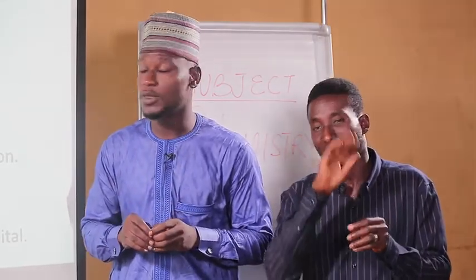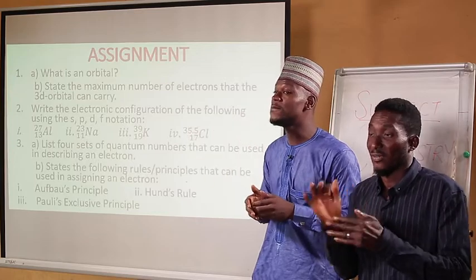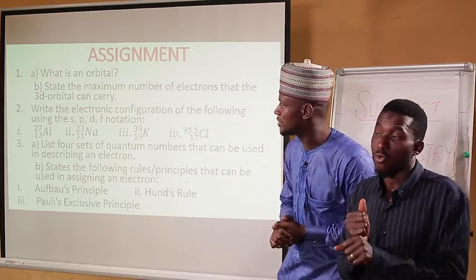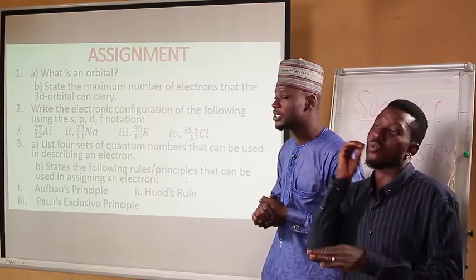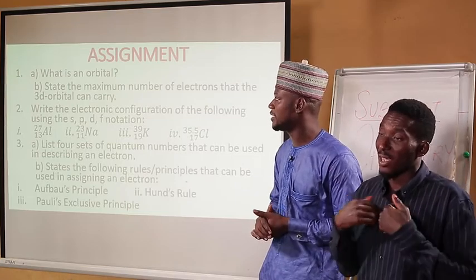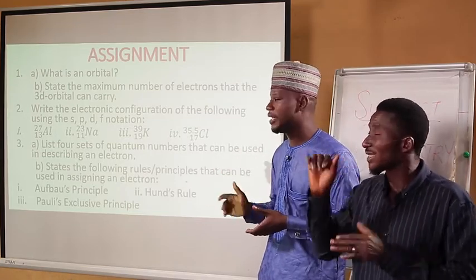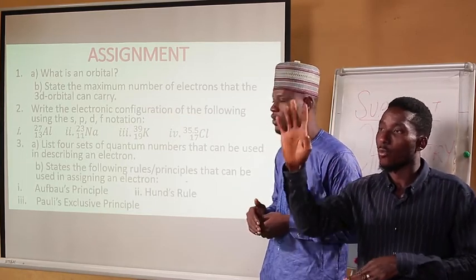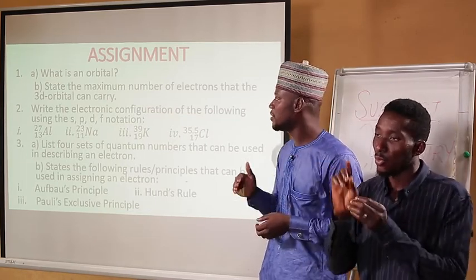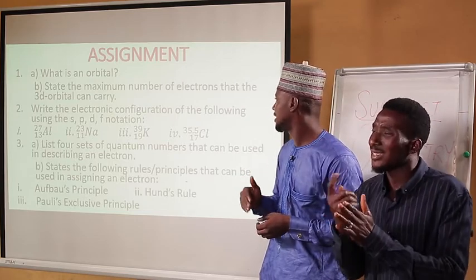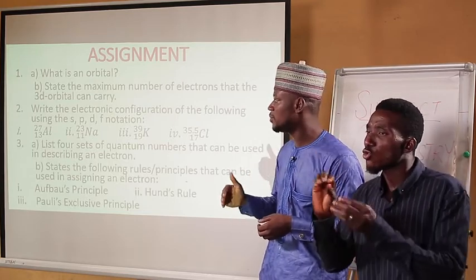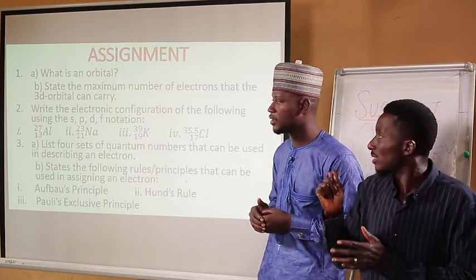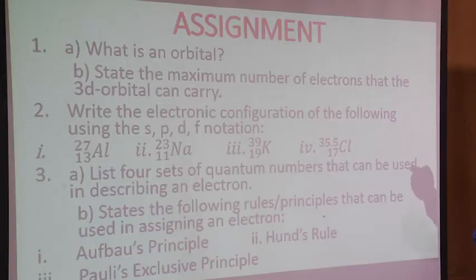Having said that, I will give you an assignment to see if the learning has taken place. In the assignment, we have question 1. Question 1a, what is an orbital? Question 1b, state the maximum number of electrons that the 3d orbital can carry.